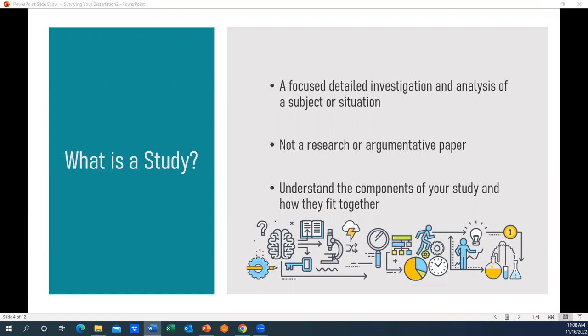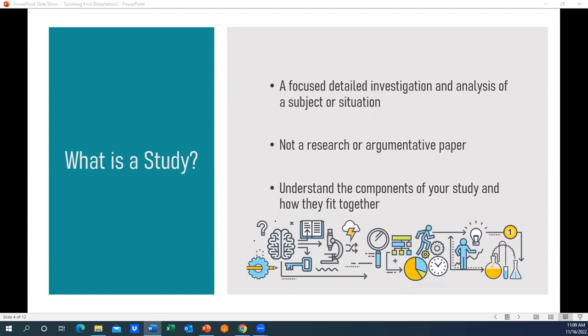It's a focused, detailed investigation of a situation or phenomenon or subject or topic, right? And it has specific parts to it: an introduction, a literature review, discussion of the methods you're going to use, a presentation of the results, and then a discussion of the results. So the study is a genre. It's its own category with its own features and characteristics. So just realize that the writing may be a little different than, say, if you're writing a research paper, where you're just making a case for something using research.